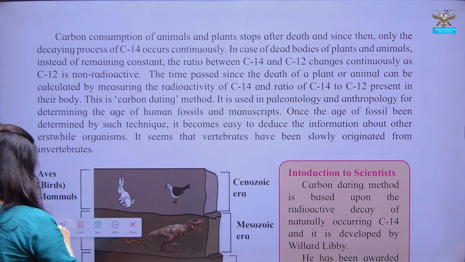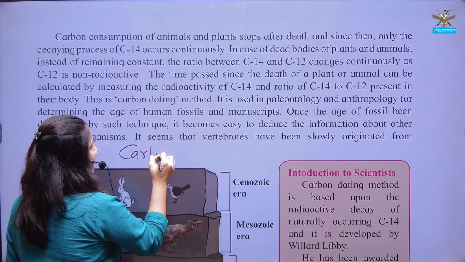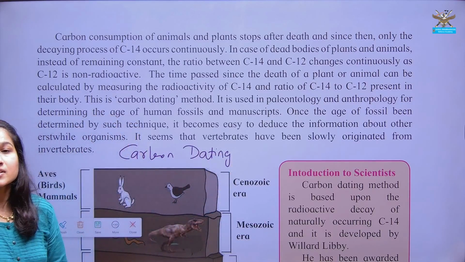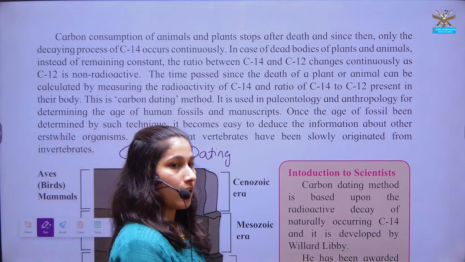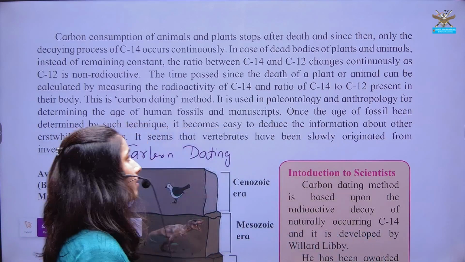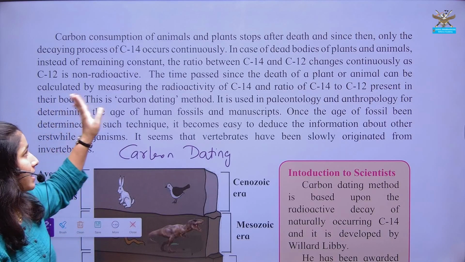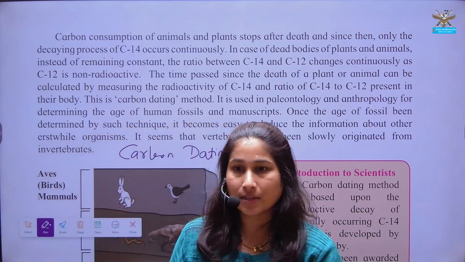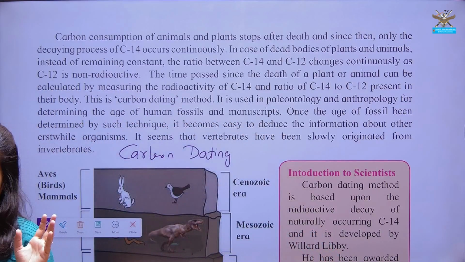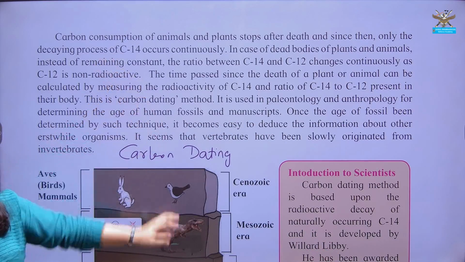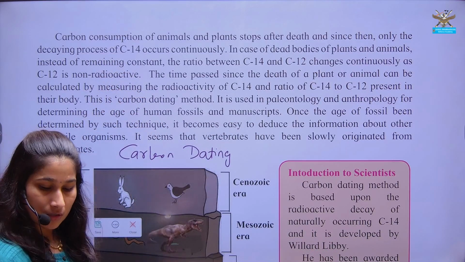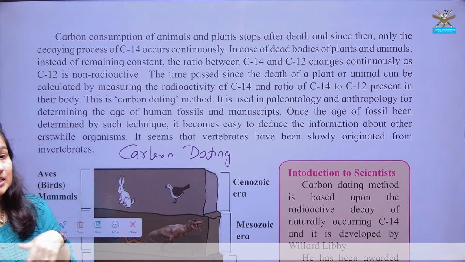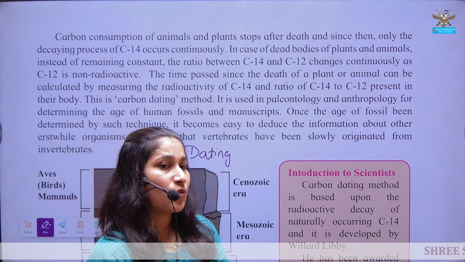So it is done by carbon dating. Carbon dating is a method in which we study the radioactivity of C14 carbon. Whenever an organism is alive, the process of C14 is present, but as the organism dies, the use of this C14 gradually stops, and this C14 carbon is radioactive and C12 is not.